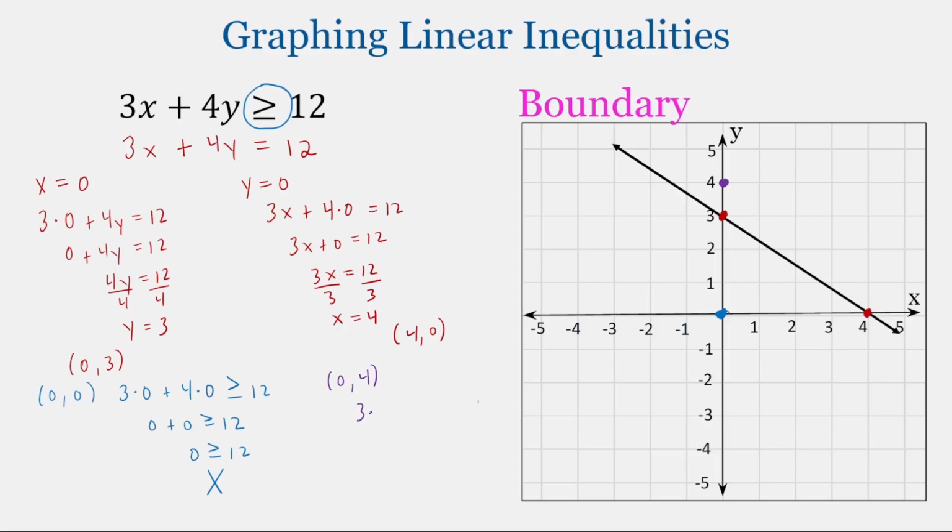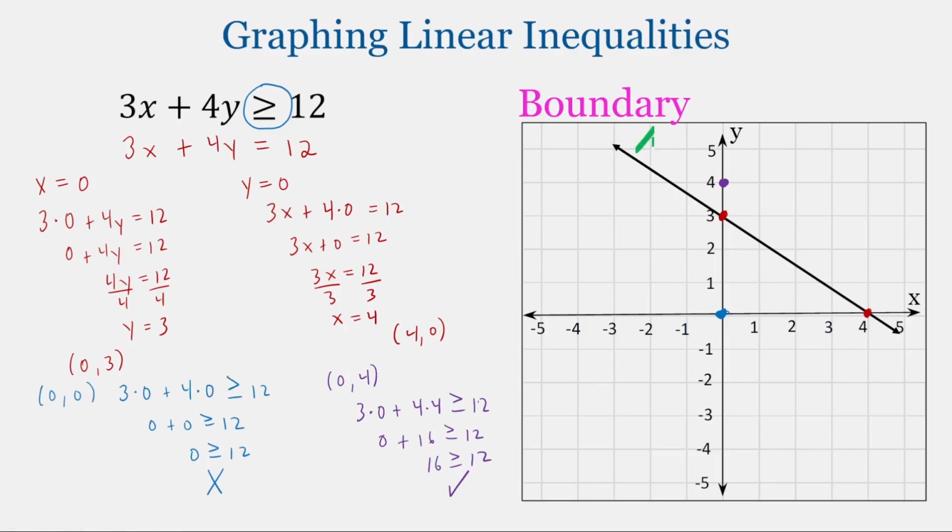This is 3 times 0 plus 4 times 4 greater than or equal to 12. So we have 0 plus 16 greater than or equal to 12. 16 greater than or equal to 12. And that's a true statement.